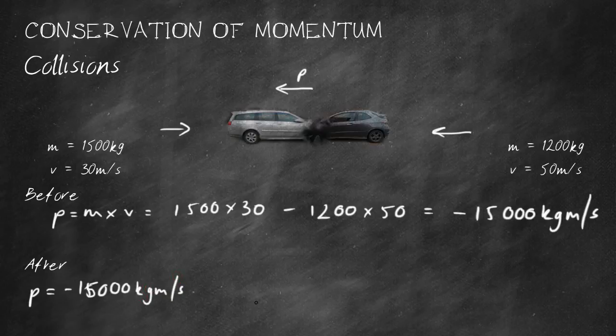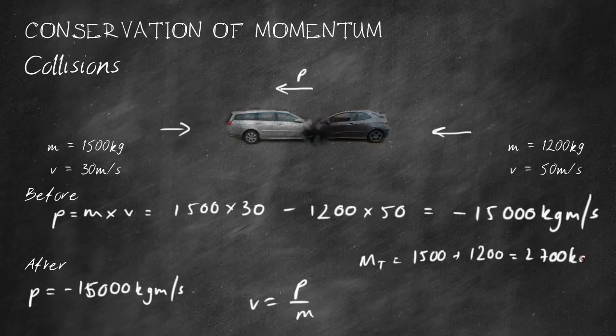And again, I can work out the velocity in that direction is P divided by M. It's now one combined mass, so once more the total mass is 1500, add 1200 is 2700 kilograms.